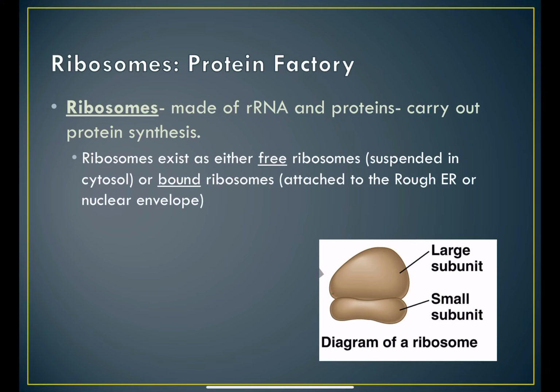So if you look at a ribosome, you have a large subunit of a ribosome and a small subunit of a ribosome, and they work together as a ribosome. You do see sometimes the large and the small subunits separated, but they work together. It's not going to work as a ribosome in protein synthesis unless you have both the small and the large subunit present. So ribosomes can exist as free ribosomes or bound ribosomes.